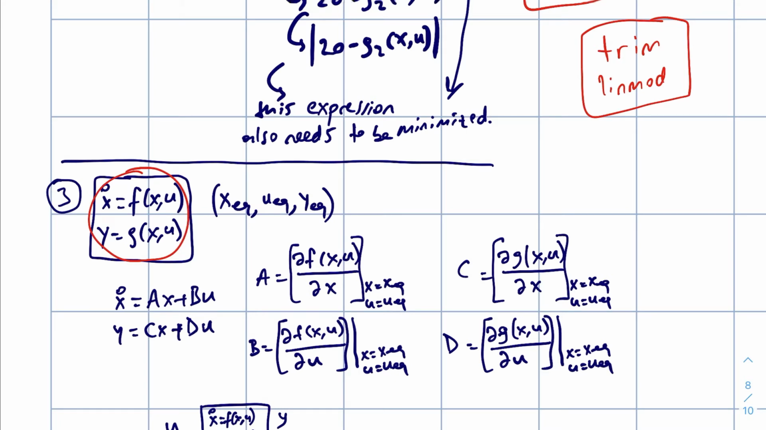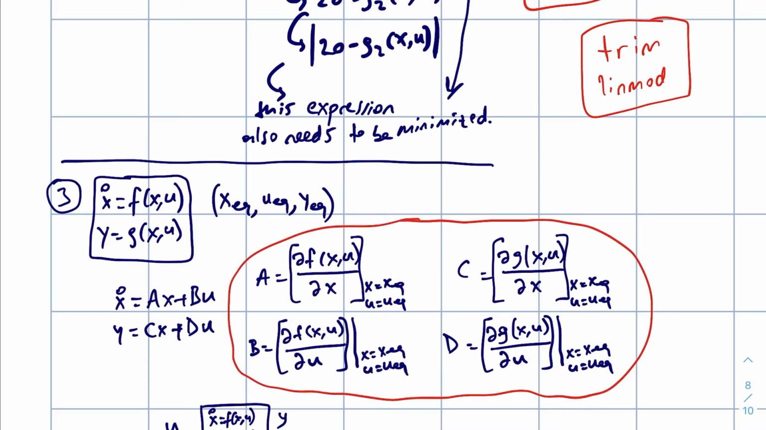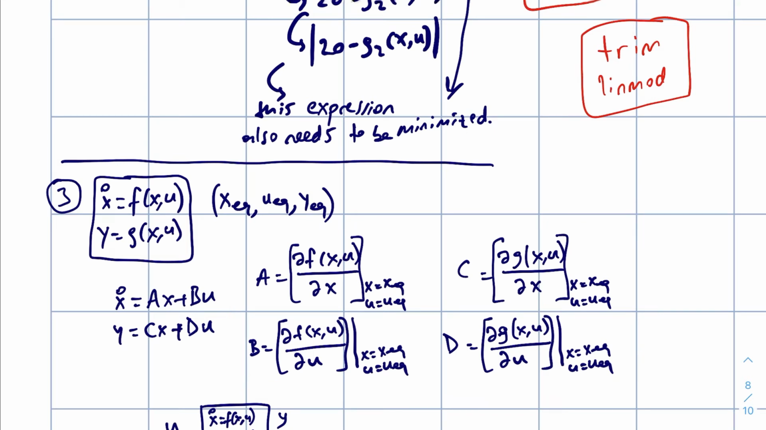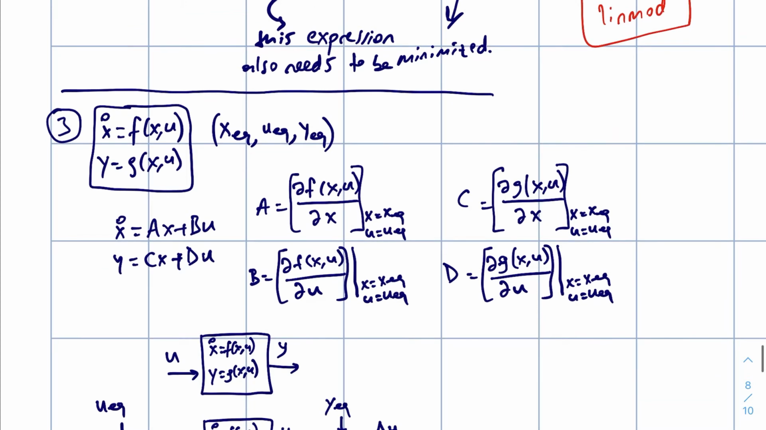Here, this is our starting point, and when we find x equilibrium, u equilibrium, and output equilibrium, this expression, the state space representation of your linear dynamical system, is the term that you like to obtain. This is something we are really familiar with at this point. This is a basic formula. And by the way, f and g can be incredibly long and complicated.